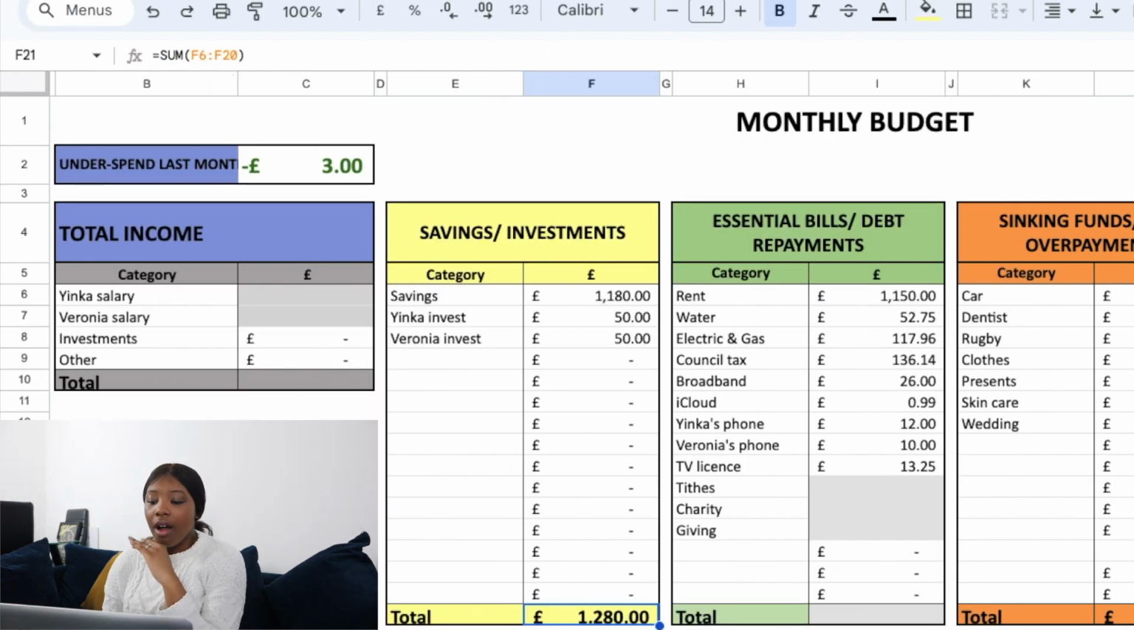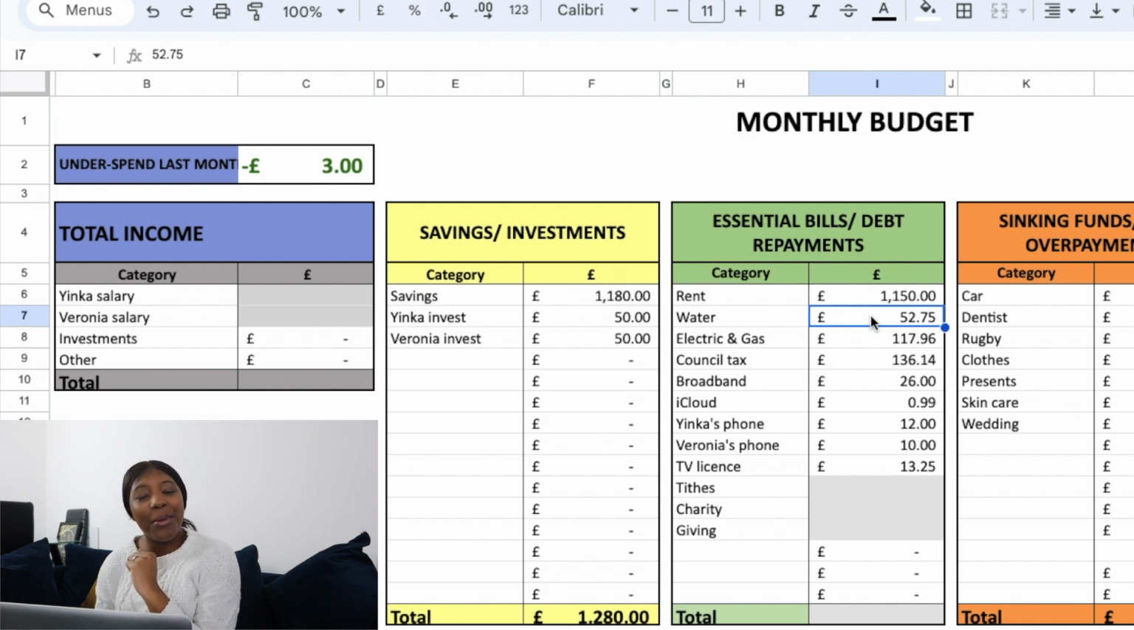Moving over to our essential bills, we have got rent that we're currently paying, which is $11.50. Our water bill is currently $52. However, my husband informed me that we recently got a letter to let us know that our water bill will be going up from next month. So it's probably going to be more than that. I'm not sure how much it's going to increase by. Hopefully it's not that much, but you know, inflation is still here, so I'm really not surprised.